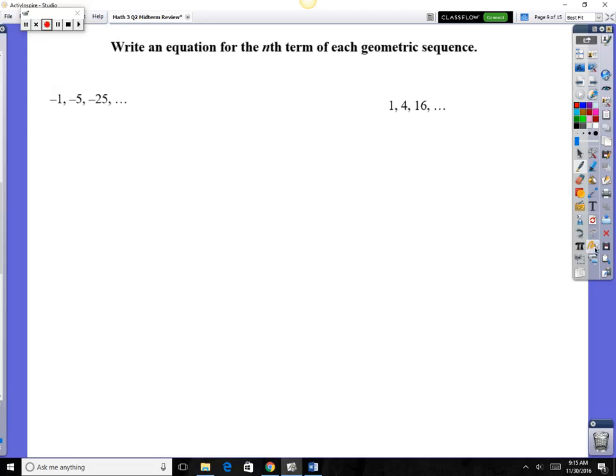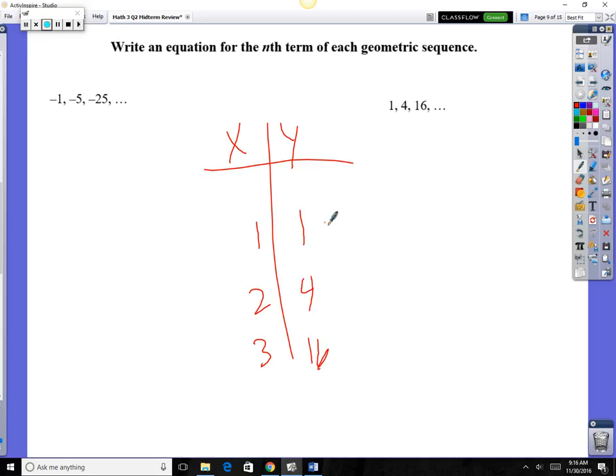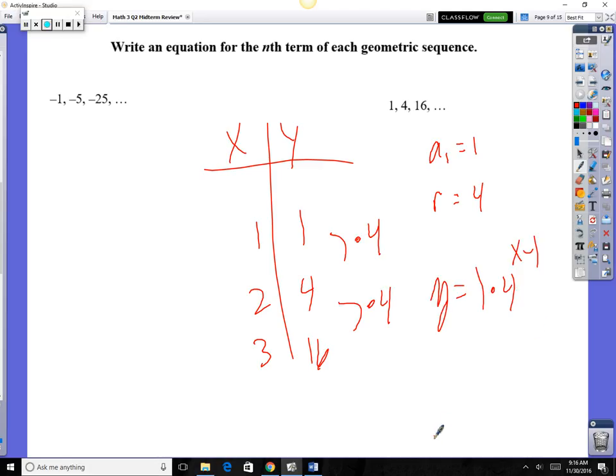Okay. So the next one, the first one gives you 1, the second one gives you 4, the third one gives you 16. And this is times by 4, times by 4, times by 4. So your a sub 1 is 1, the r is 4, and there's your model. Your model is going to be y equals 1 times 4 to the x minus 1.